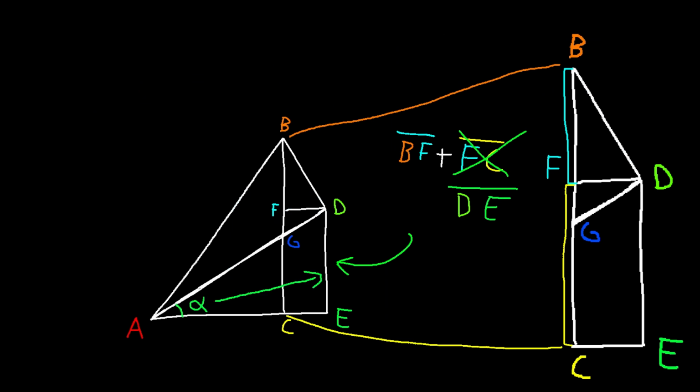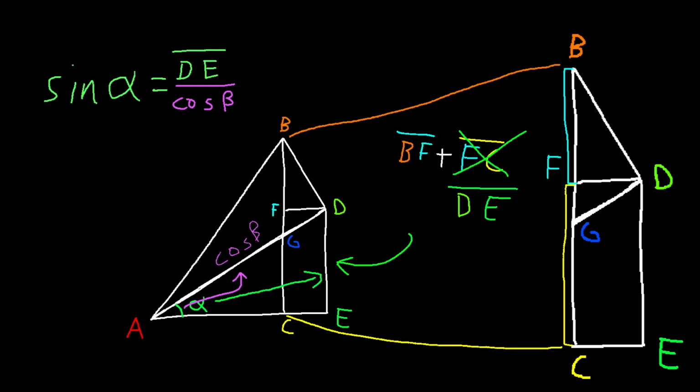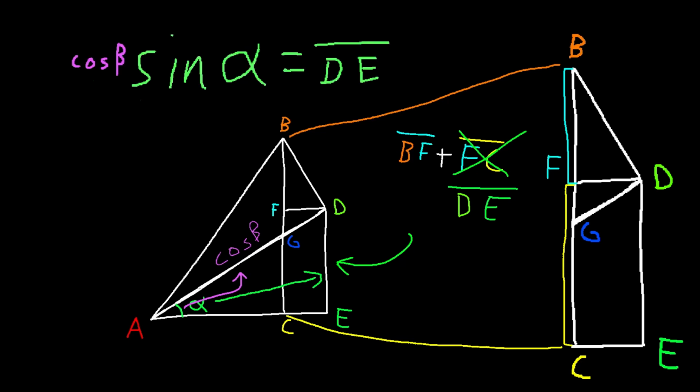Since we already have the opposite and hypotenuse for angle alpha, we can say that the sine of alpha is equal to DE over cosine of beta. Multiplying both sides to get DE, we have DE equals sine of alpha times cosine of beta.